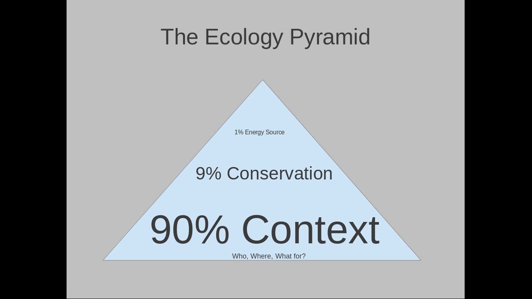The kind of development we have, the way we build, tends to be unsustainable because a lot of it is things that we do not need, put in the wrong place, used by too few people or used not very intensively. So the context is what matters the most. That's 90% of the battle. 9% of the battle is conservation.